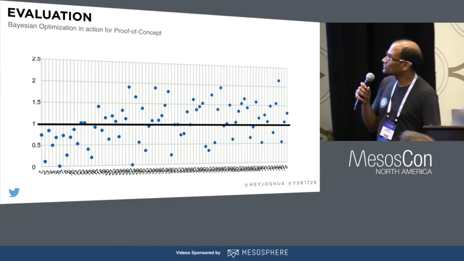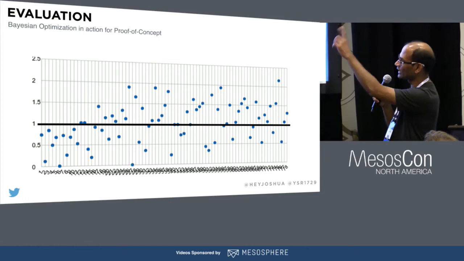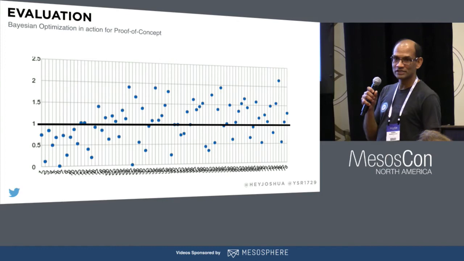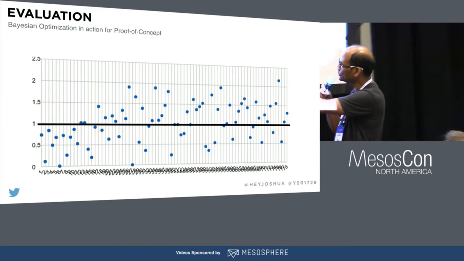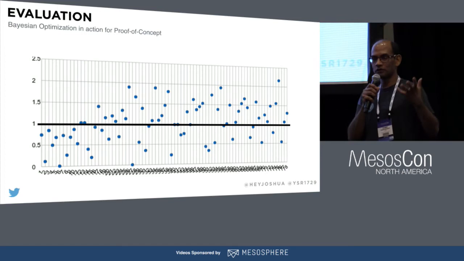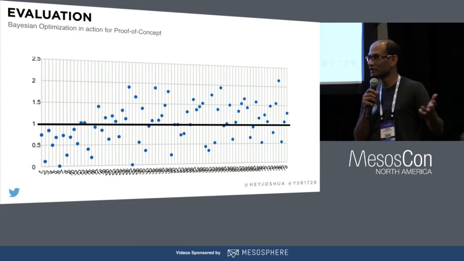This shows, on the x-axis, the iteration number, and on the y-axis, the relative performance improvement with respect to the original settings that the service was running with. We can see that by about the 20th or 25th iteration, even though we are trying to tune a system with 30 parameters, each of which might take up to 100 different values, for a huge space like 100 to the power of 30.